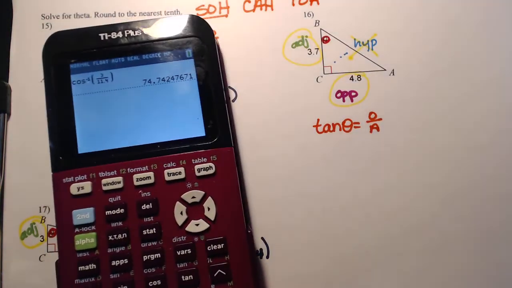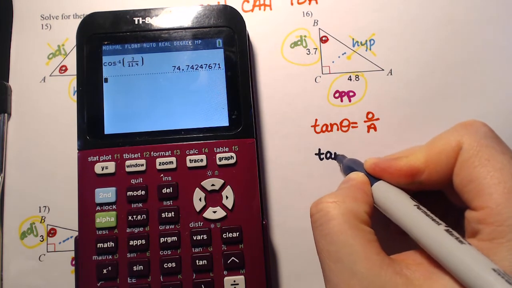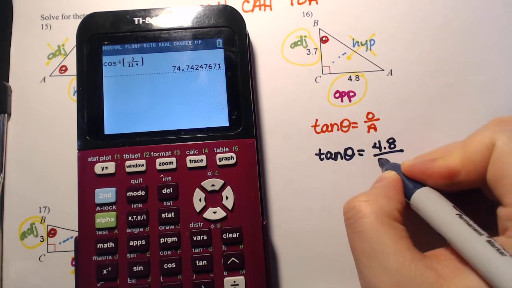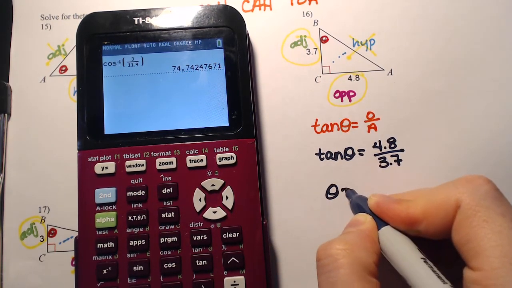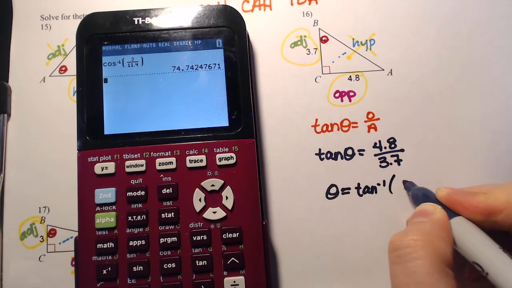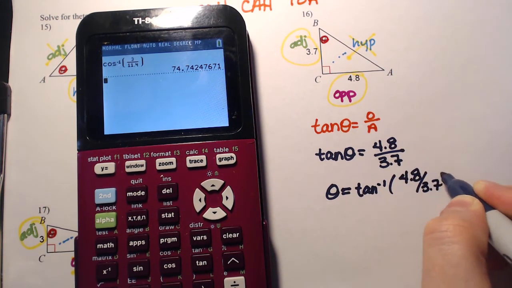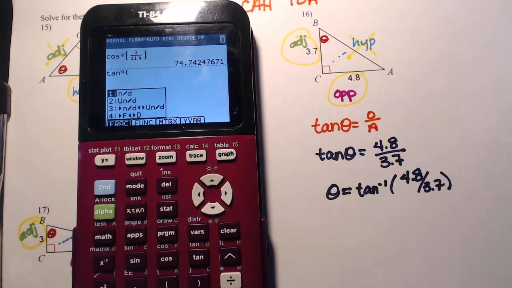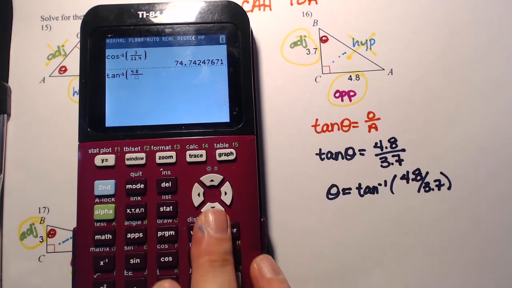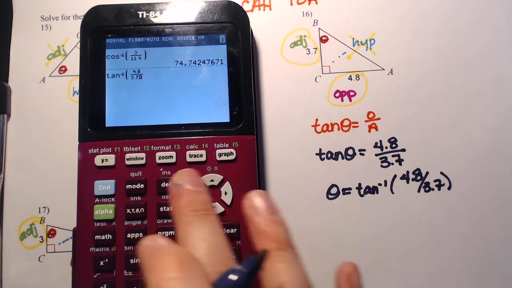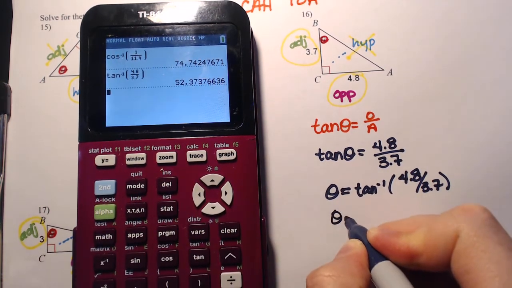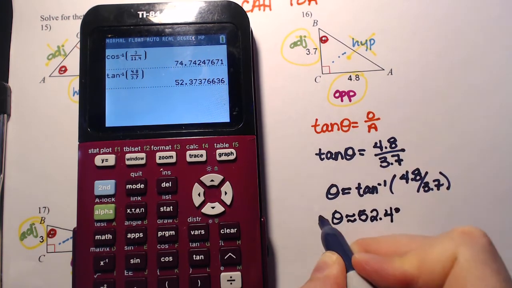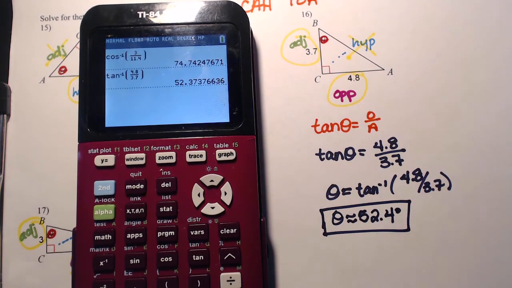Okay, and then this last one, tangent of my angle is opposite over adjacent. So I'm going to type in tangent inverse of that fraction. So second tangent, alpha y equals, to get my fraction, 4.8 divided by 3.7. 52.4 degrees. Okay, and that's it for that section.